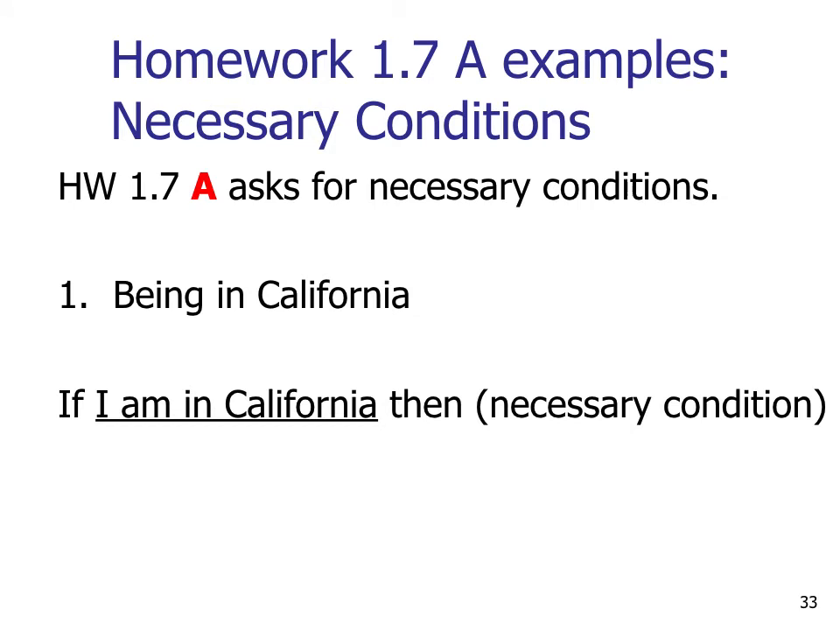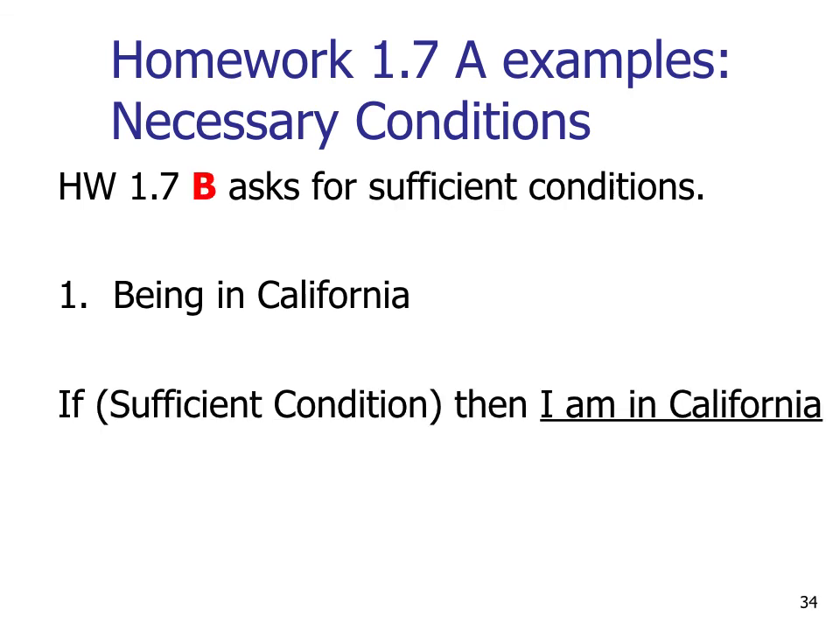For A, it asks for necessary conditions. So a necessary condition for being in California. If I am in California, then you have to fill it in. Then B asks for a sufficient condition. And remember, sufficient condition is the Q. I'm sorry, is the P. Please excuse me. If sufficient condition, then I'm in California. What is a sufficient condition for being in California?